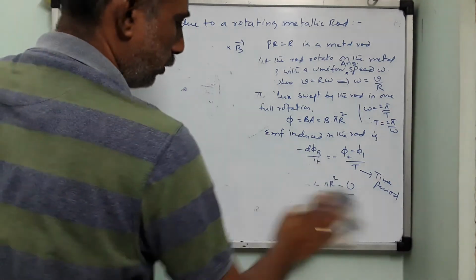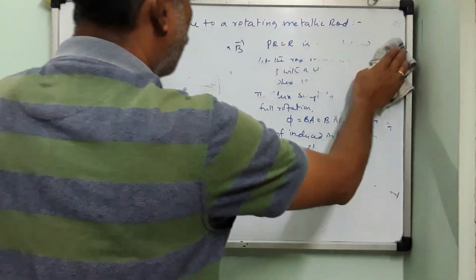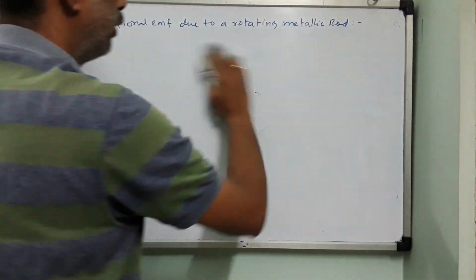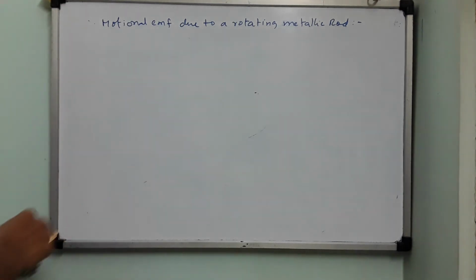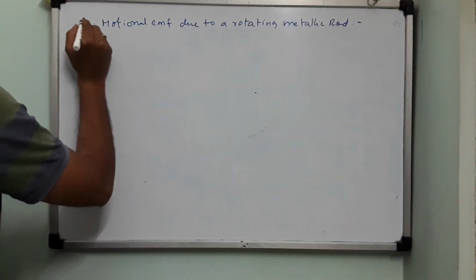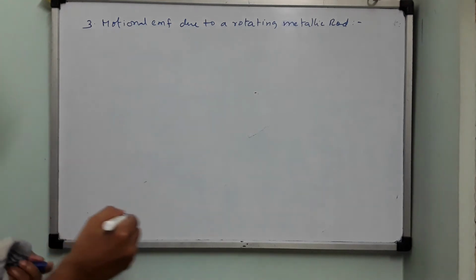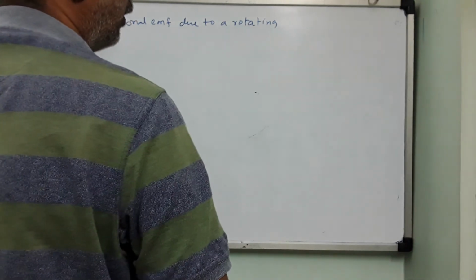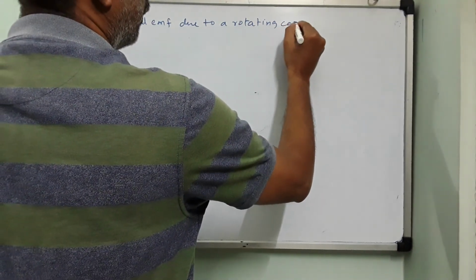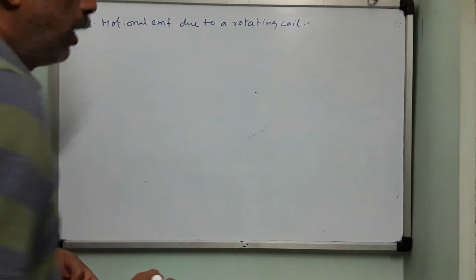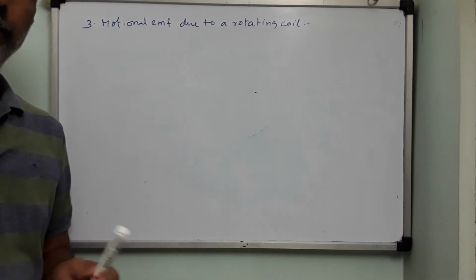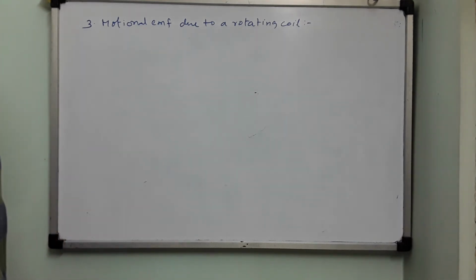Third case is due to rotation of the coil in the magnetic field. All magnetic fields are uniform only. So I change this 2 to 3. Motional EMF due to a rotating coil. This is a more practical application, children. Basing on this only we have developed an electric generator, AC generator.